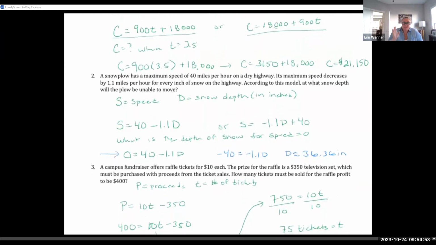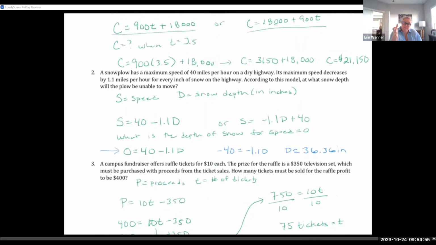So again, defining your variables so you know what unit of measure you're dealing with, right? D is being measured in inches, speed is being measured in miles per hour. Those are going to be the things that help you in terms of setting these equations up.